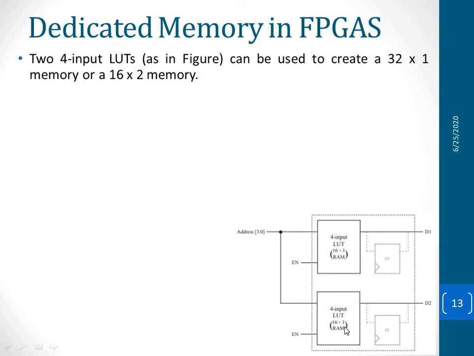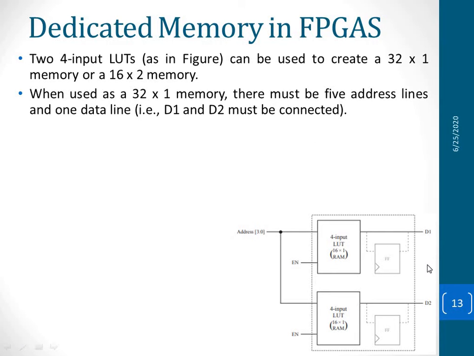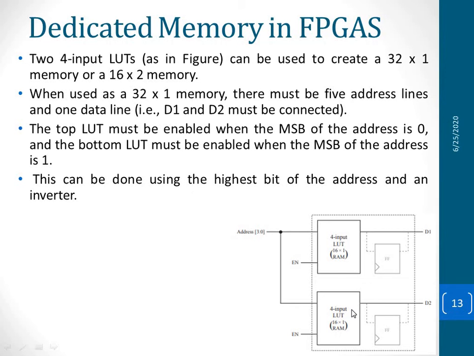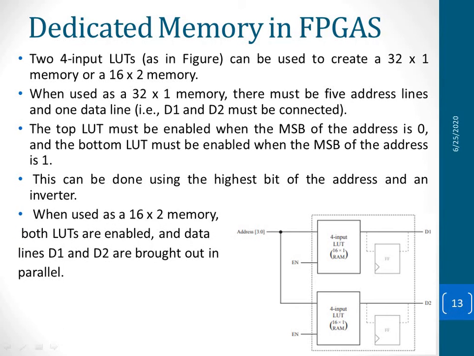16 by 2 or 32 by 1, I can make it up. So when used as 32 by 1 memory, there must be 5 address lines and 1 data line. So D1 and D2 must be connected. The top LUT must be enabled when the MSB of the address is 0, and the bottom will be enabled when the MSB address is 1. So this can be done using the highest bit of the address and an inverter.